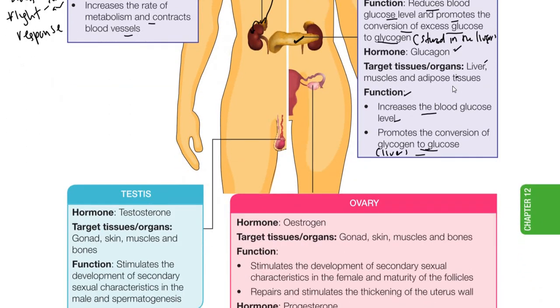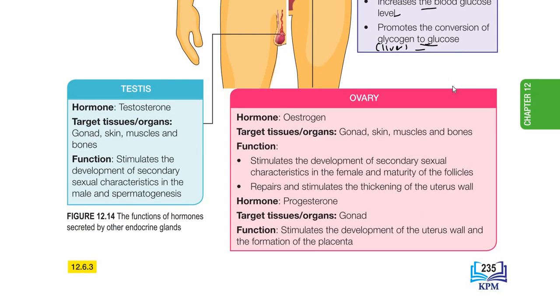Next we have the ovary. The ovary is female only. So we have estrogen and also progesterone. For estrogen, the target tissues are the gonad. Gonad means ovary, actually the reproductive organ, or the testis is also known as a gonad. Also skin, muscles, and bones.